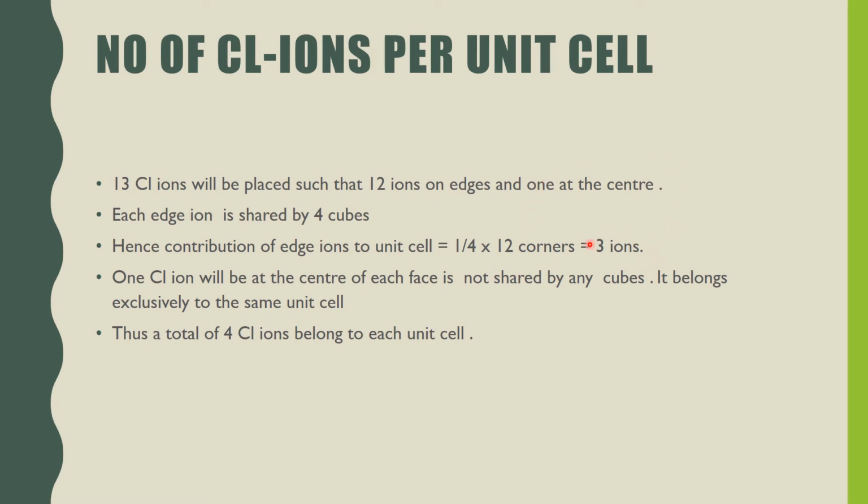So effectively 3 chloride ions belong to each unit cell, plus there is 1 chloride ion which is placed at the center of the cube and belongs exclusively to the same unit cell. Hence, there are 4 chloride ions and 4 sodium ions, making it 4 NaCl molecules per unit cell.